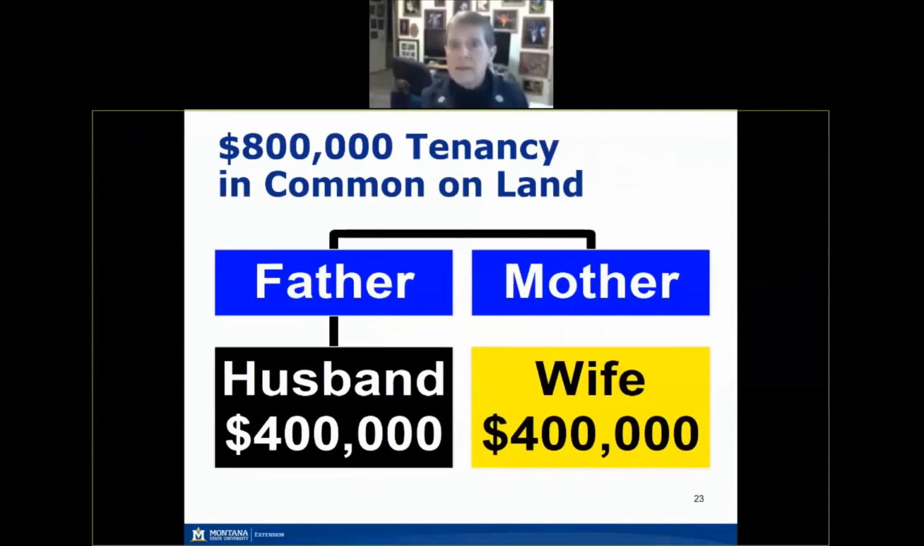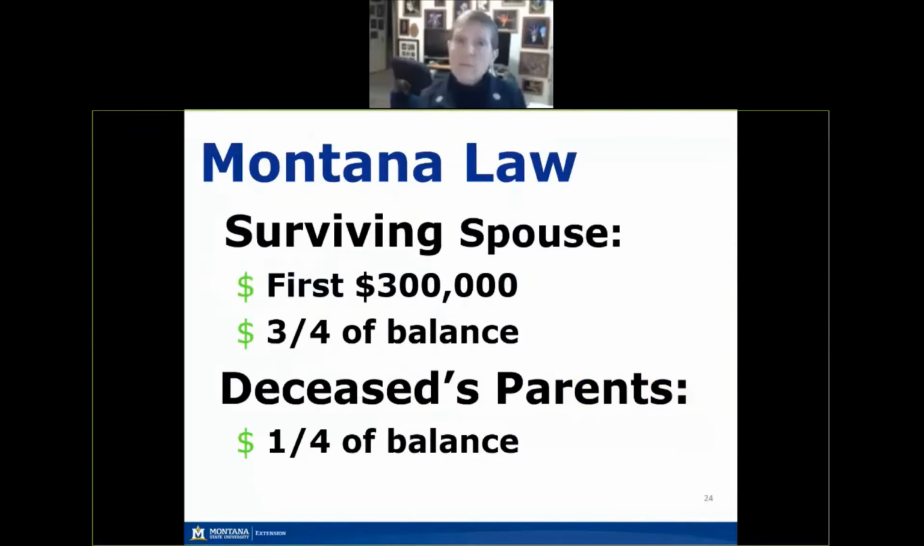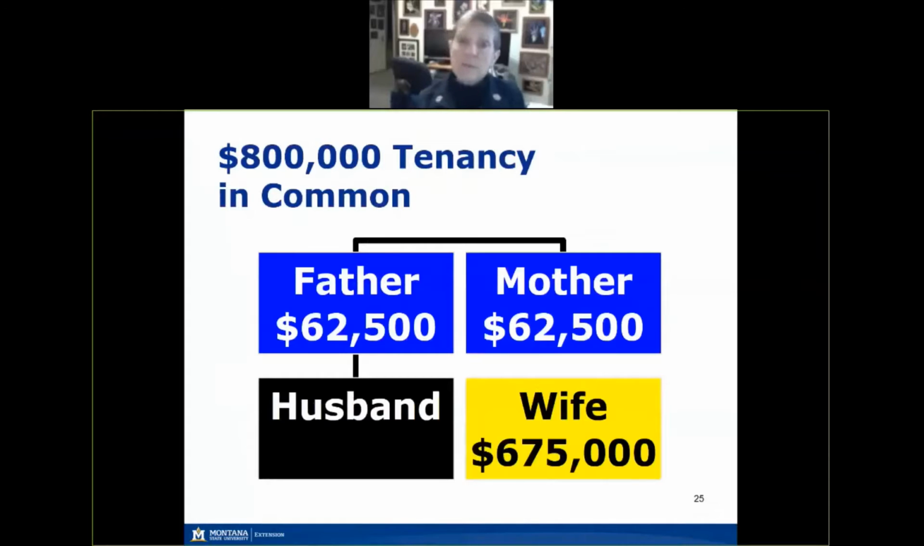It's an undivided interest. So if we look at this situation that I was giving you, we've got the tenancy in common, which means the husband owns 400,000, or 1/2 as far as a fraction, and the wife owns half of that as well. So we've got 400,000. So we've still got the husband dying. And what happens is that we have a law in Montana under the Uniform Probate Code that says the surviving spouse receives the first 300,000 and 3/4 of the balance, but 1/4 ends up going to the parents. So in this case, it means that the wife is only going to receive 675,000. Let's just say that was money. That's what she gets.